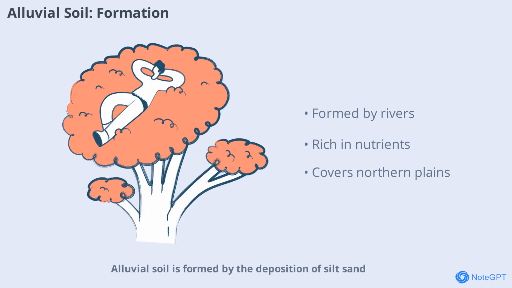Alluvial soil is formed by the deposition of silt, sand, and clay brought down by rivers. This process occurs over thousands of years, especially in river basins and floodplains. The Indo-Gangetic plains stretching across northern India are particularly rich in alluvial soil. These soils are young, fertile, and ideal for agriculture, supporting dense populations and intensive farming.